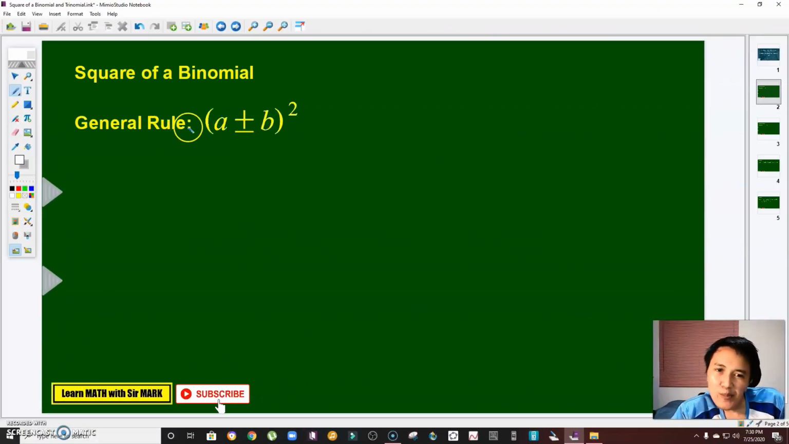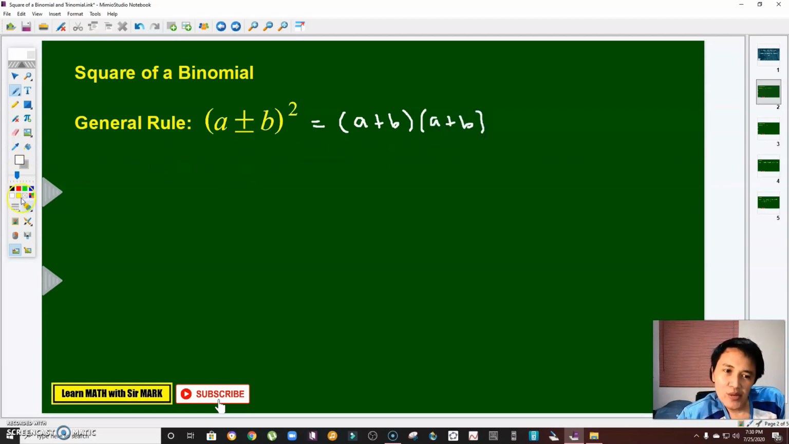Okay, let's solve the square of a binomial. As a general rule, if we're going to expand (a plus b) squared, it's actually the same as (a plus b) times (a plus b). And remember, during our episode 1, I discussed the FOIL method there. So if I'm going to apply it here, I'm going to multiply this.